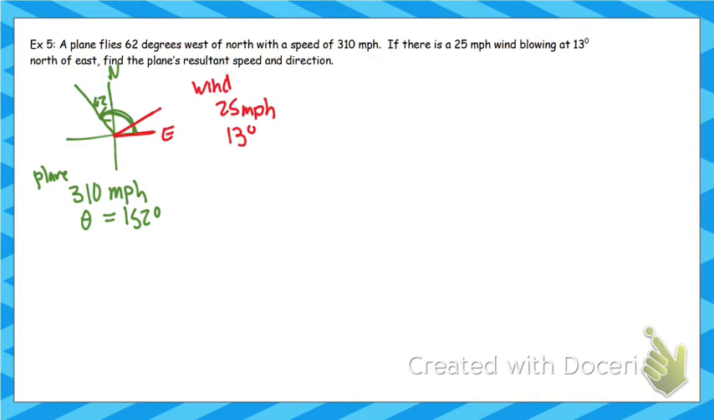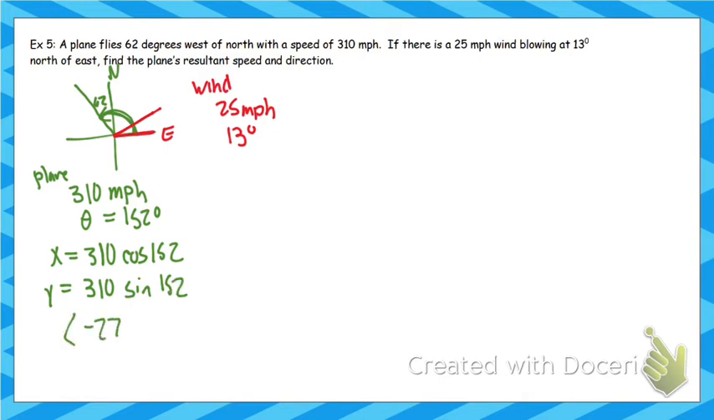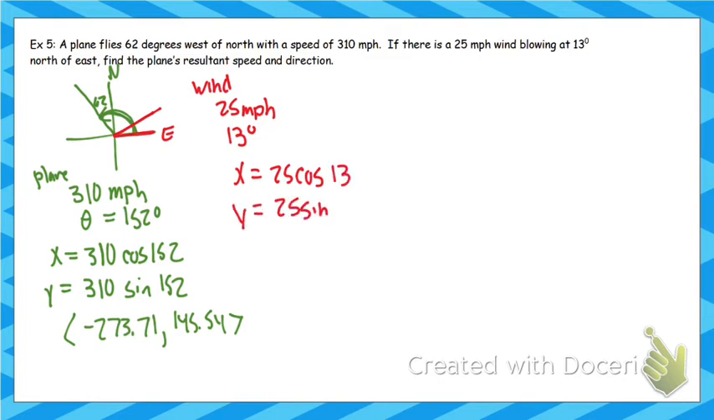So let's find our component forms. We'll start with the plane. So x is going to be 310 cosine 152. Y is going to be 310 sine 152. You have to use a calculator on these. I get negative 273.71 and 145.54. My wind here, I would do 25 cosine 13 for x, 25 sine 13 for y. Plug each component into a calculator, 24.36 for x and 5.62 for y.